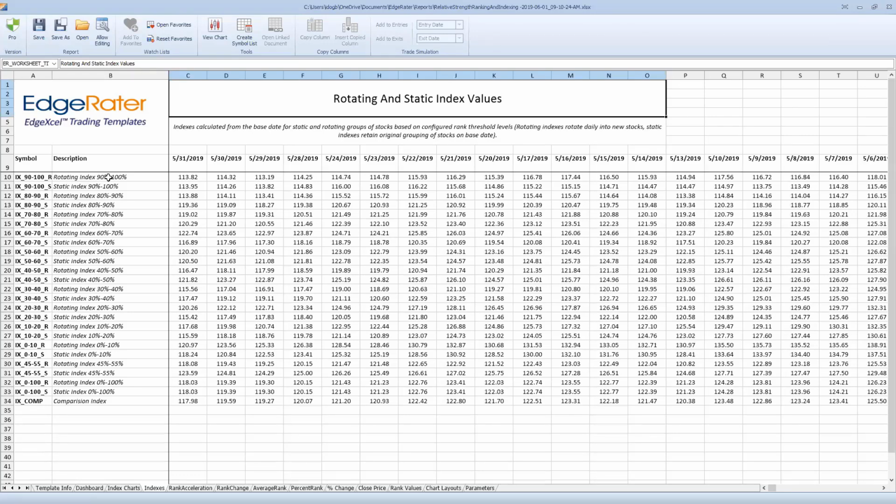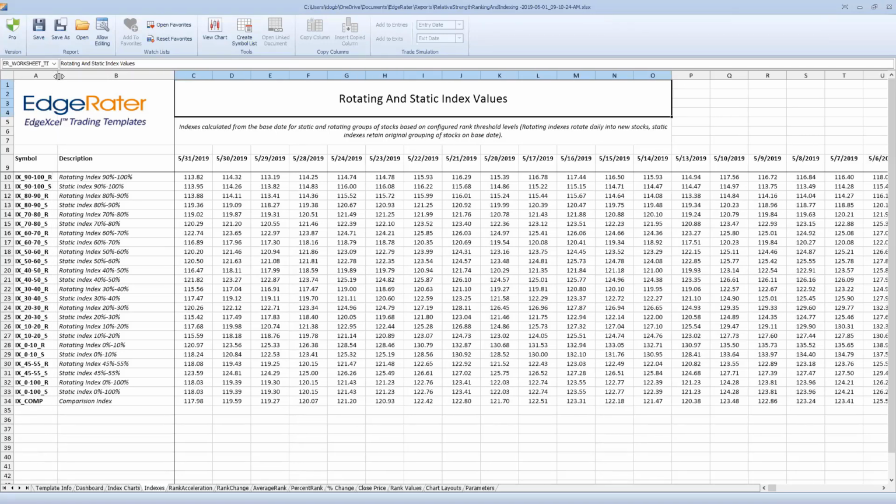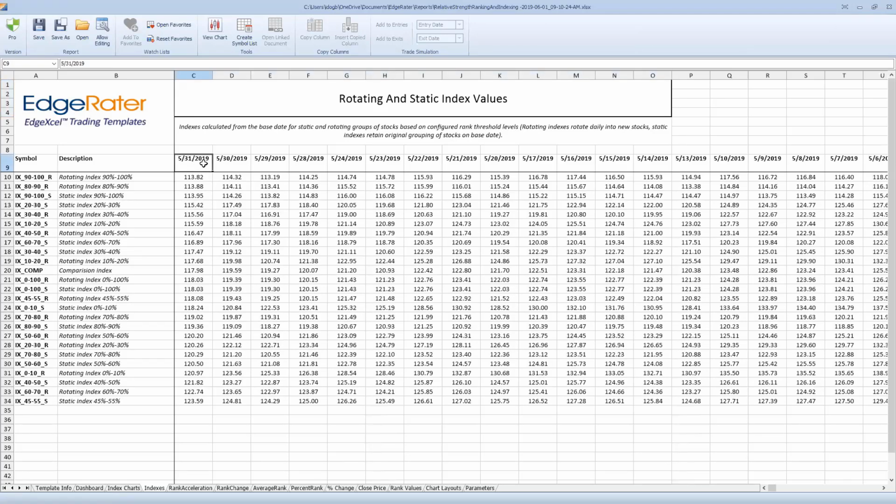Rotating index 90% to 100%. And it's got a symbol of IX, stands for index, underscore 90-100 underscore R. That's rotating index 90 to 100%. Then we have IX 90 to 100S. That's your static index. All the way down through to IX underscore comp. That's a comparison index, and that's something where you can choose a specific stock or a specific set of stocks to create an index that you can use for comparison. Now, you can sort these indexes as well.